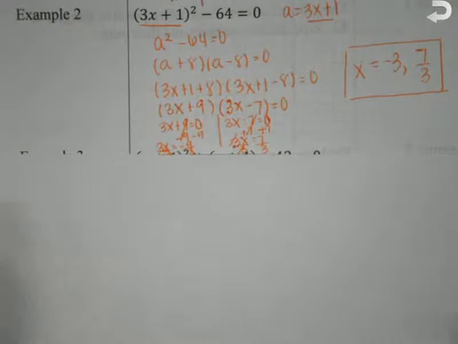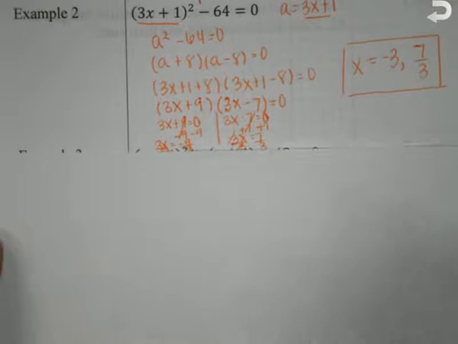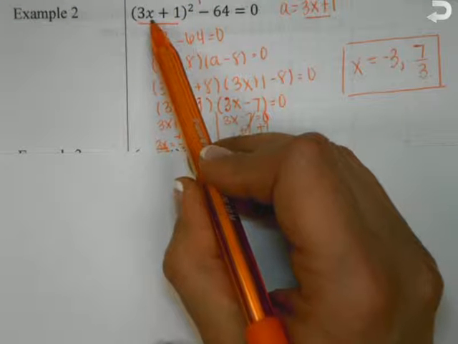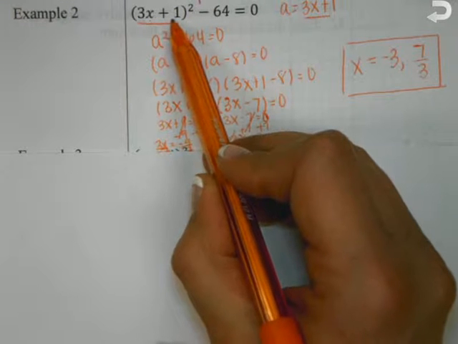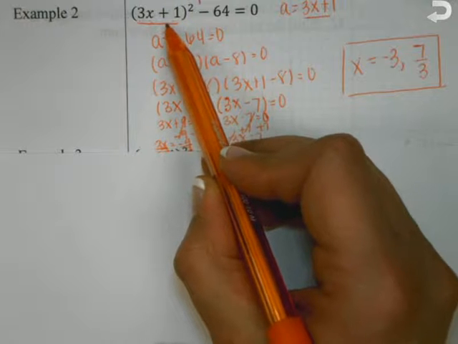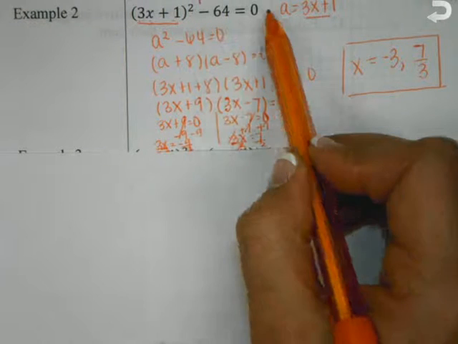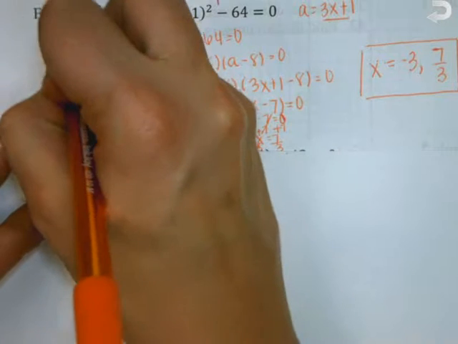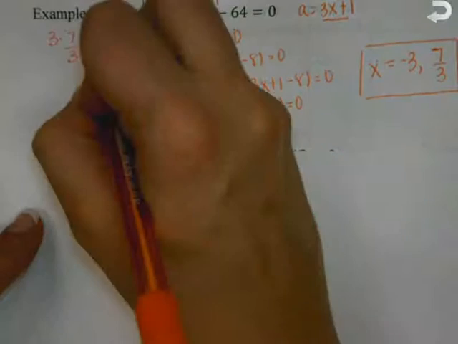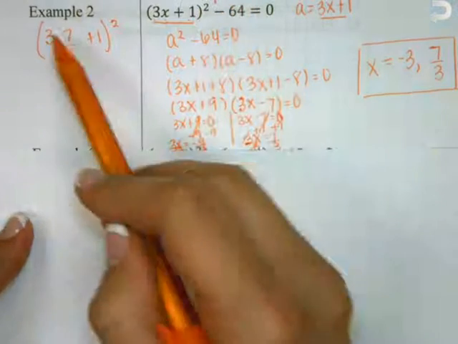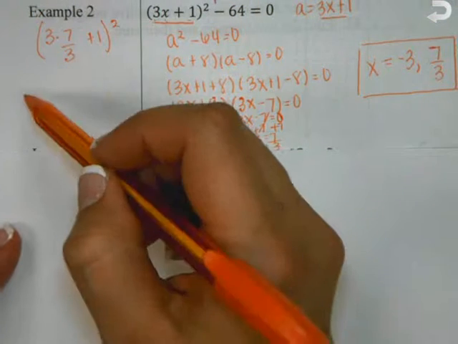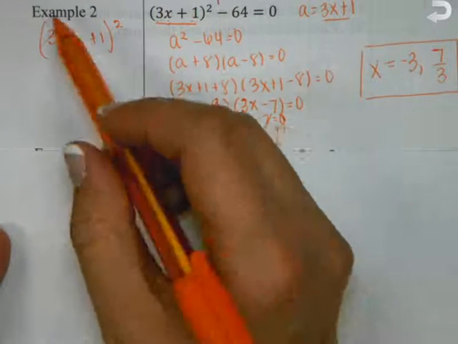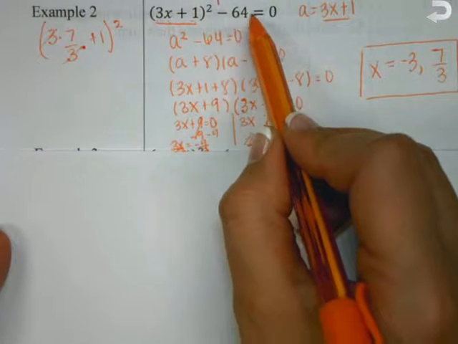Okay, quick mental check. If I plugged in −3 for x, 3 times −3 gives me −9 plus 1, −8. And what's (−8)²? 64. So that works, right? What if I plugged in 7/3? So that would give me (3 × 7/3 + 1)². 3 times 7/3, what happens there? The 3's reduce, and I'm left with 7 + 1, which is 8, and 8 squared is 64. So 64 − 64 gives me 0, so our answers both check out. Okay?